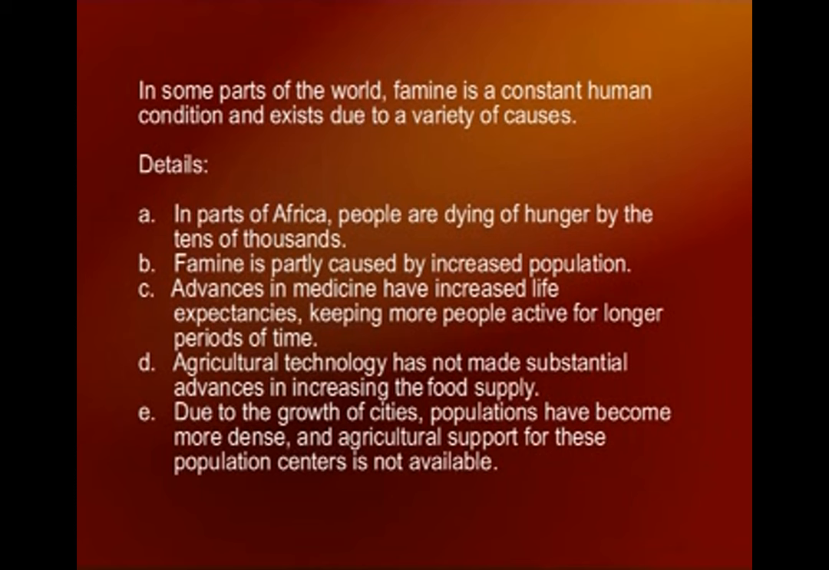A. In parts of Africa, people are dying of hunger by the tens of thousands. B. Famine is partly caused by increased population. C. Advances in medicine have increased life expectancies, keeping more people active for longer periods of time. D. Agricultural technology has not made substantial advances in increasing the food supply. E. Due to the growth of cities, populations have become more dense, and agricultural support for these population centers is not available.